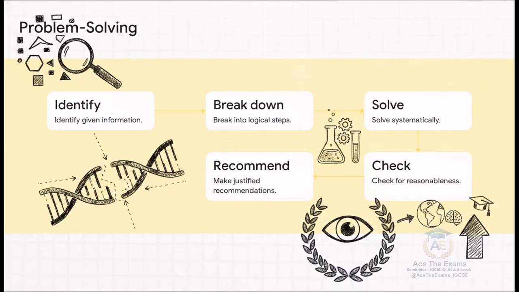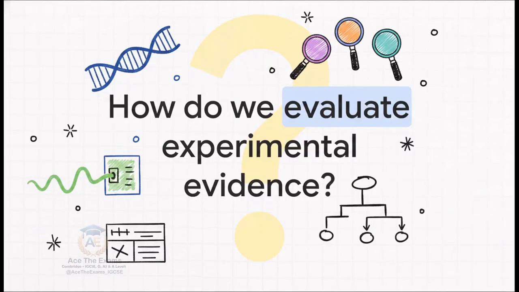What's really fascinating here is the shift from just describing biology to the higher-order problem-solving that examiners really want to see. This is the deconstruct, solve, evaluate loop. You identify the given information, break it into logical steps, solve it systematically, check if it actually makes biological sense in the real world, and then make your justified recommendations. Making that jump from just defining a template strand to actually evaluating an experiment is exactly what separates average students from the elite. So, how exactly do we apply this framework to evaluate actual real-world experimental evidence?